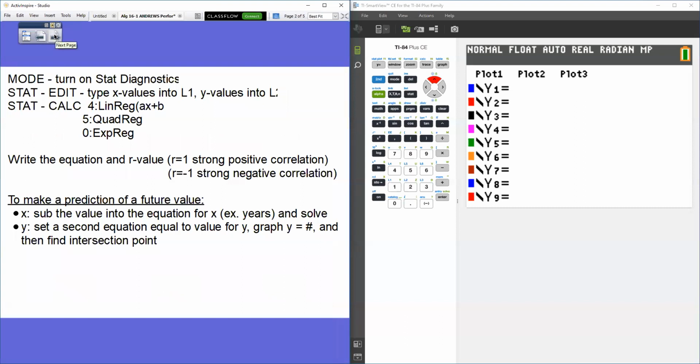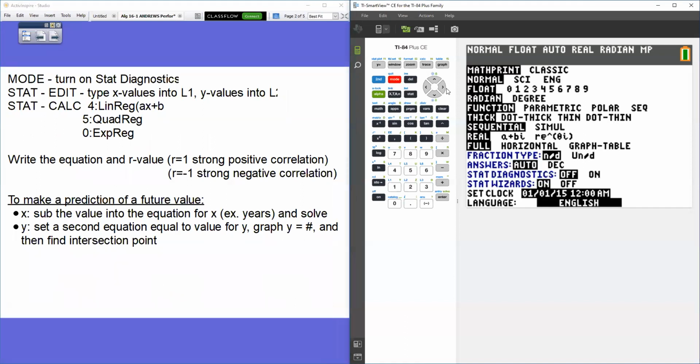So remember that the first thing that we need to do when we're doing regressions is you have to make sure that your stat diagnostics is turned on. So remember, you have to go to your mode button, go all the way down to that fourth to last one, which is your stat diagnostics. If your stat diagnostics are not turned on, you won't be able to get the right answers.